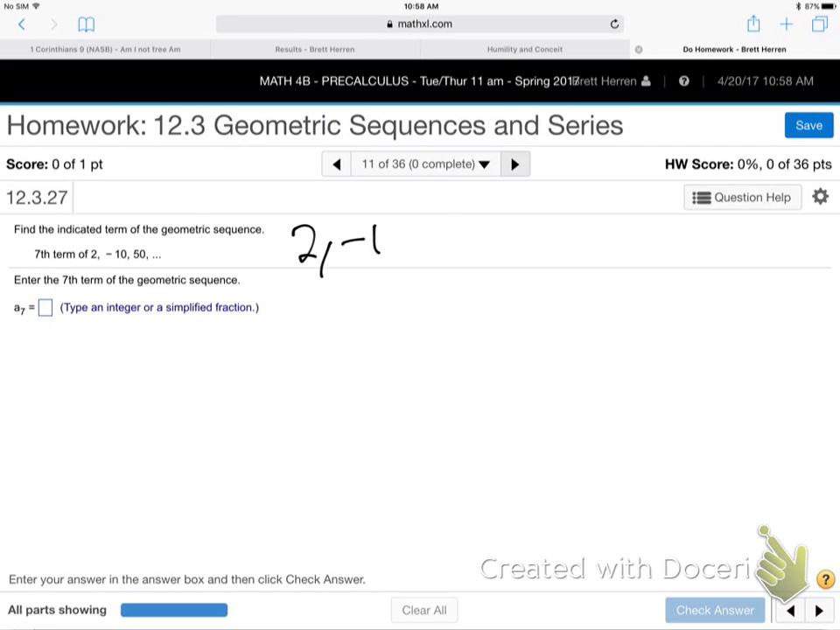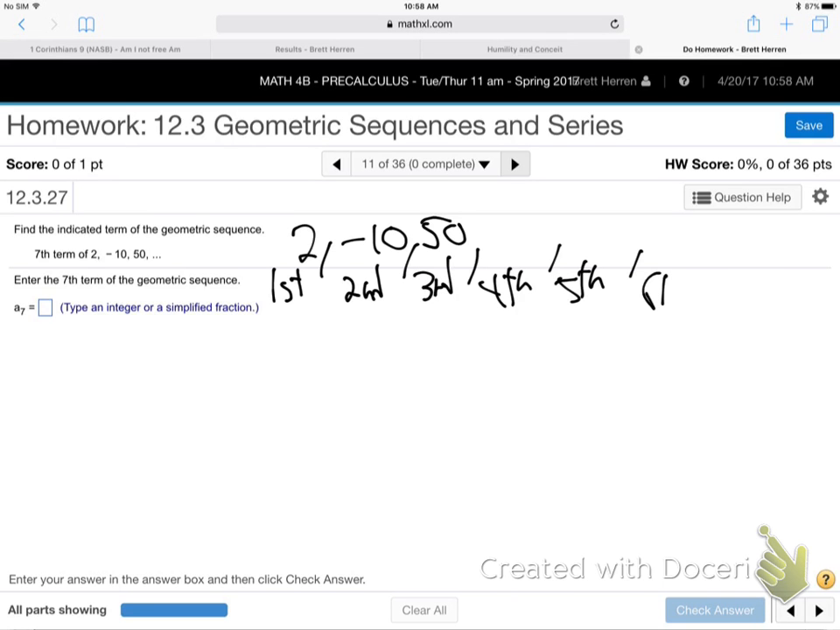It's 2, -10, 50, that's the first, second, third. They want the 4th, 5th. Well, actually, all they want is the 7th, huh? They want this one, the 7th term. Can you find that?